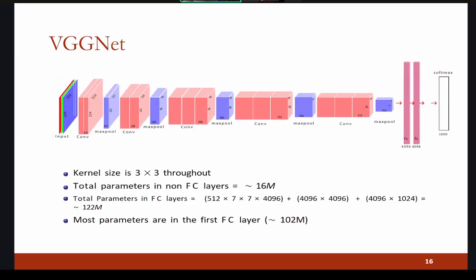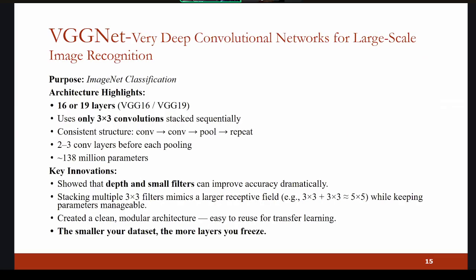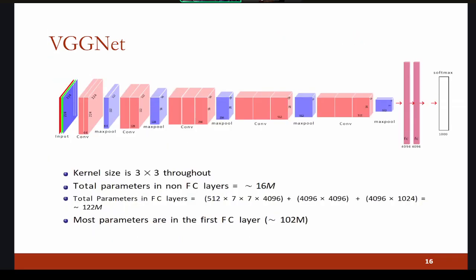So this is the architecture of VGGNet. As I already told you, the kernel size, filter size is 3x3 throughout the architecture. The number of parameters learned is more than 138 million parameters. So you can see here, you have alternating convolution layers and max pooling layers, and finally you have fully connected layers followed by a softmax layer for classification.